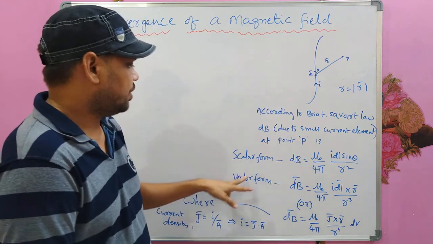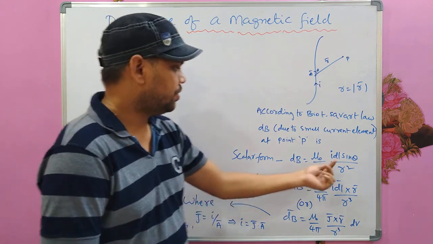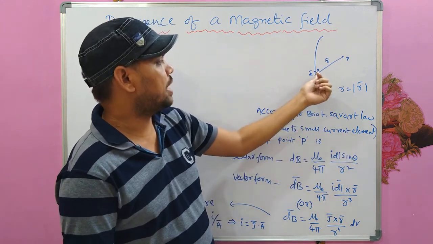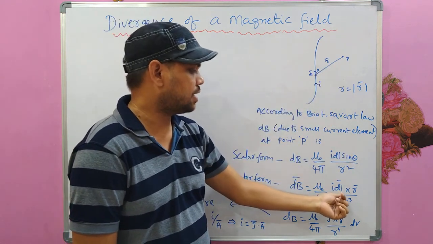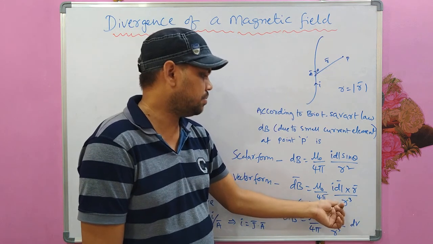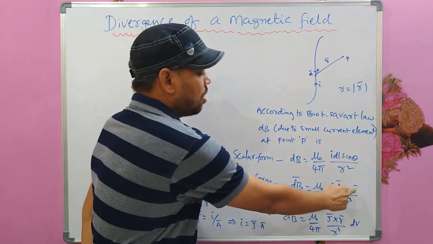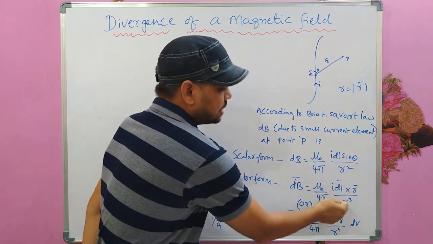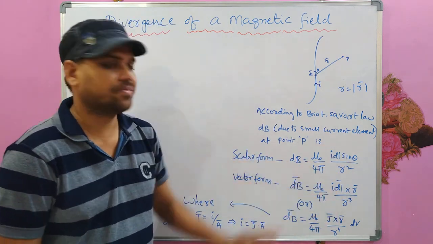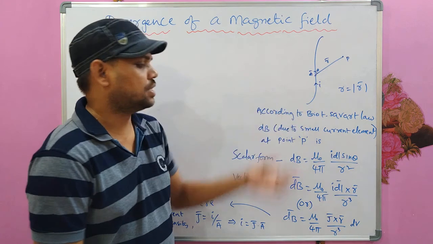And if you want, we can also write the vector form of this. Because we know it is I dl sin theta, and theta is the angle between dl and r bar, I can write dl bar cross r bar by r cube. So this will be the same as this. If you find out the cross product, dl r sin theta, that r will cancel with this cube, so that you will get r square again. So this is the vector form of Biot-Savart law, and this is the scalar form of Biot-Savart law.